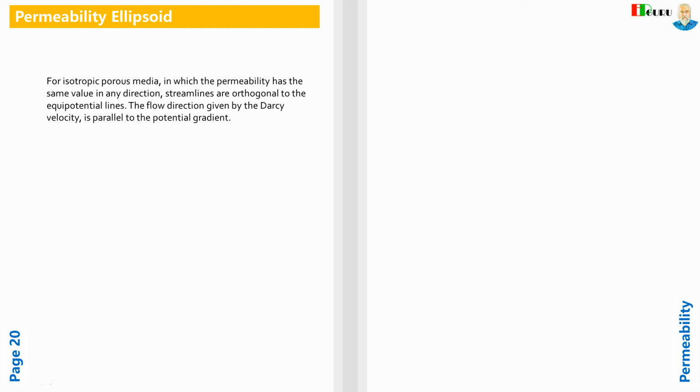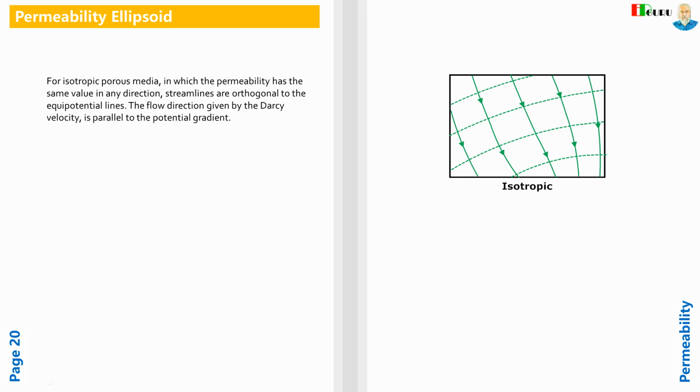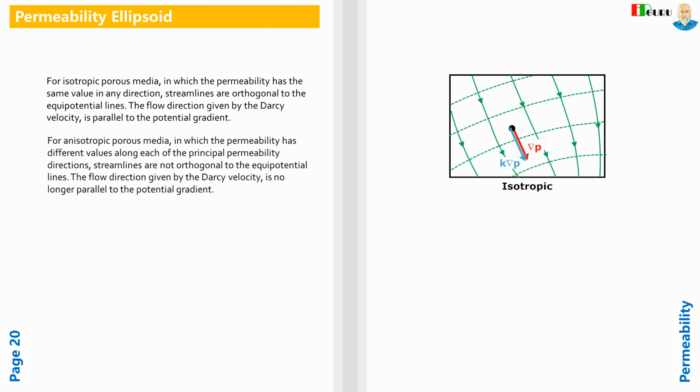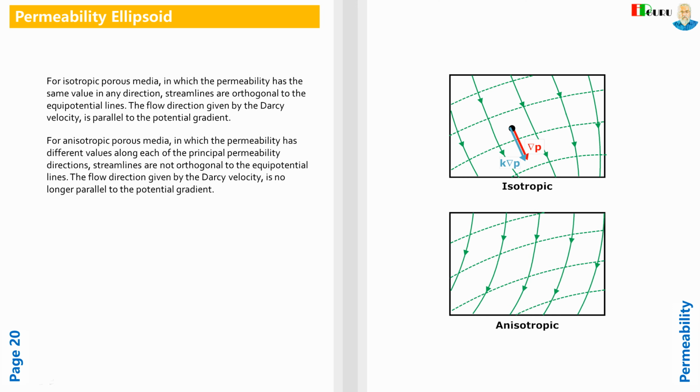For isotropic porous media, in which the permeability has the same value in any direction, streamlines are orthogonal to the equipotential lines. The flow direction given by the Darcy velocity is parallel to the potential gradient. For anisotropic porous media, in which the permeability has different values along each of the principal permeability directions, streamlines are not orthogonal to the equipotential lines. The flow direction given by the Darcy velocity is no longer parallel to the potential gradient.